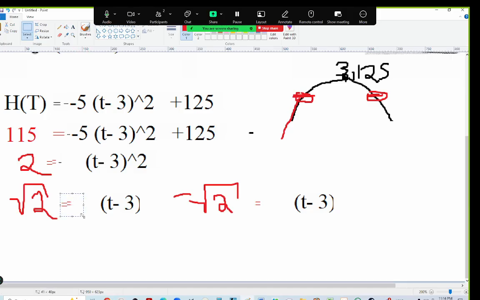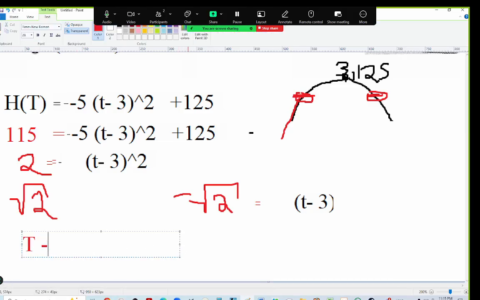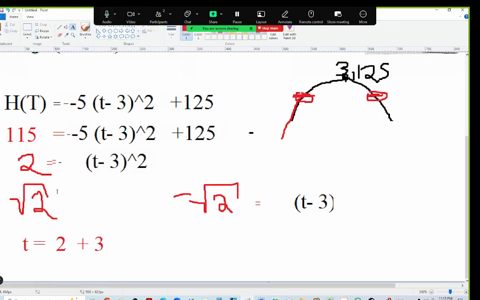So just pretend that it says 2 instead of square root of 2. It's still just a number. How do I solve for T? Plus 3. So in this case, it's going to reach a height of 115 at square root of 2 plus 3. We'll get to what that means in a second.